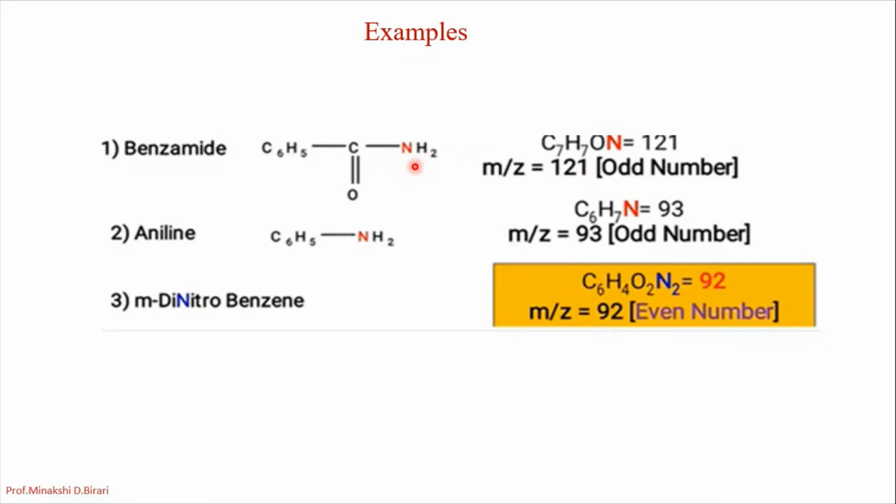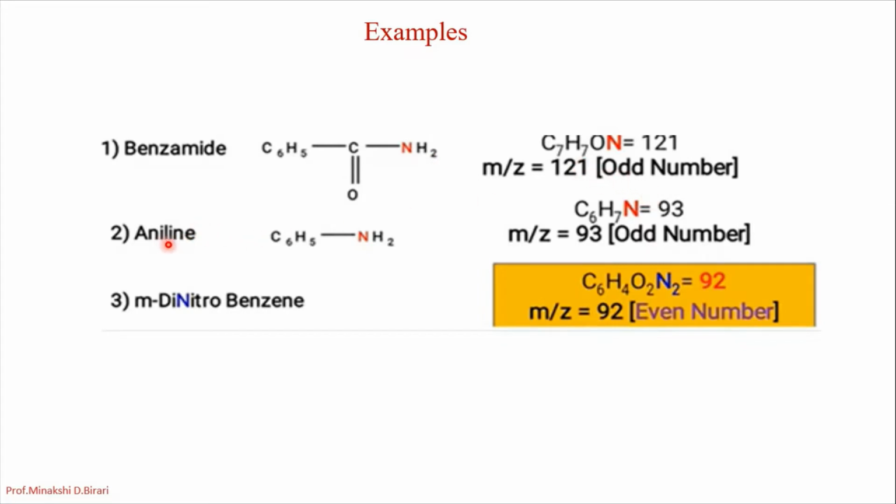In this example, only one nitrogen is present, an odd number of nitrogen atoms, and the mass by z value is also an odd number. M by z value 121, number of nitrogens odd, molecular mass also odd.